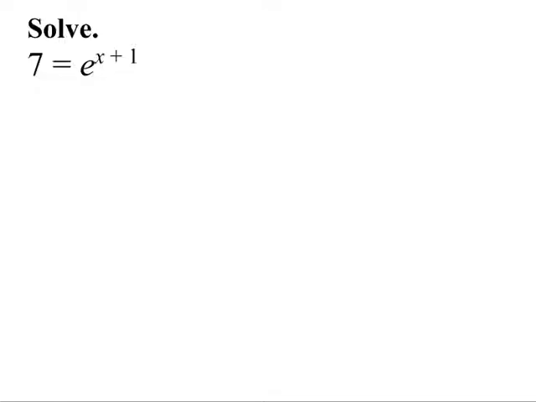All right, so we're just going to solve some basic equations today. I think we'll get to derivatives as well, but we're going to hold off on the integrals for a later time. So it just says to solve this equation. I see x is in the exponent, and so I'm going to get rid of the e. In order to get rid of the e, I'm just going to take the natural log of both sides. And when I do that, on the left I get natural log of 7. On the right I get x plus 1.